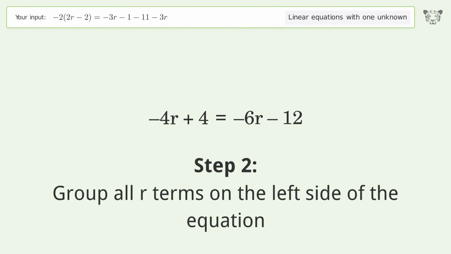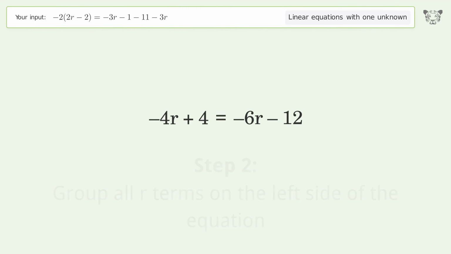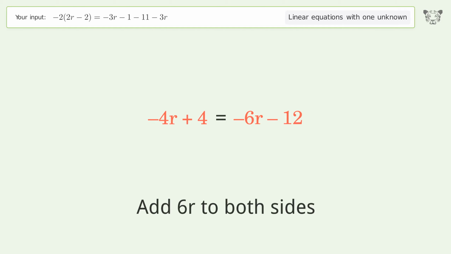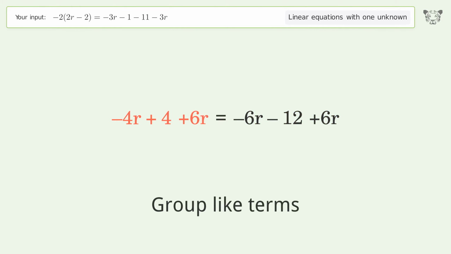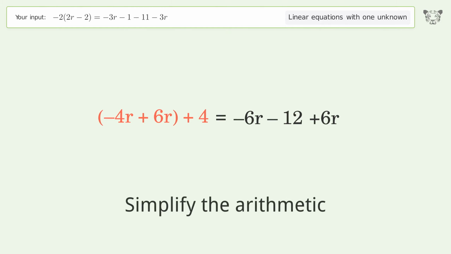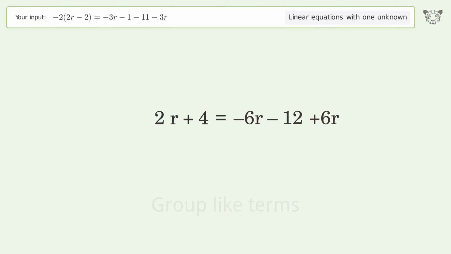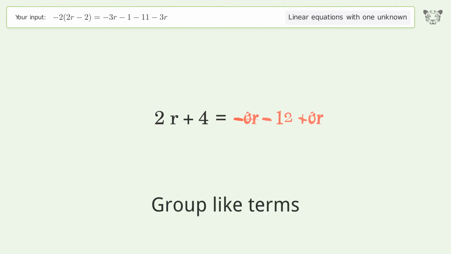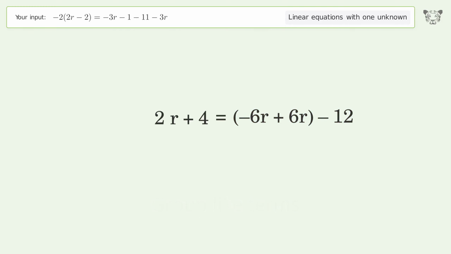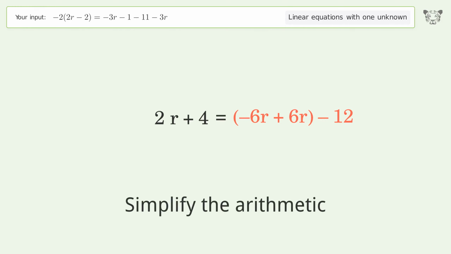Group all r terms on the left side of the equation. Add 6r to both sides. Group like terms. Simplify the arithmetic. Group like terms. Simplify the arithmetic.